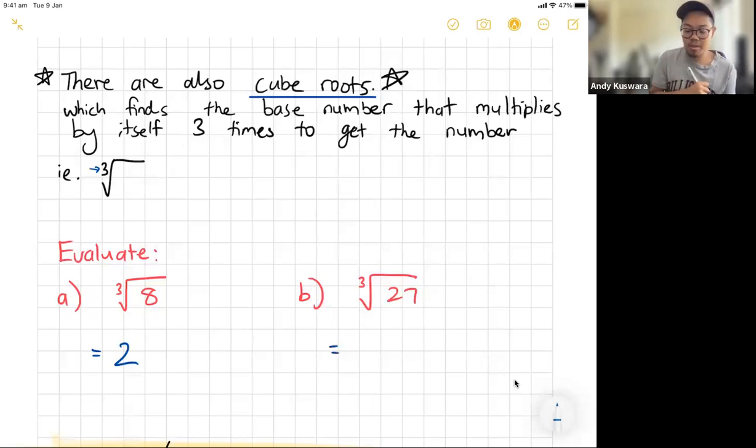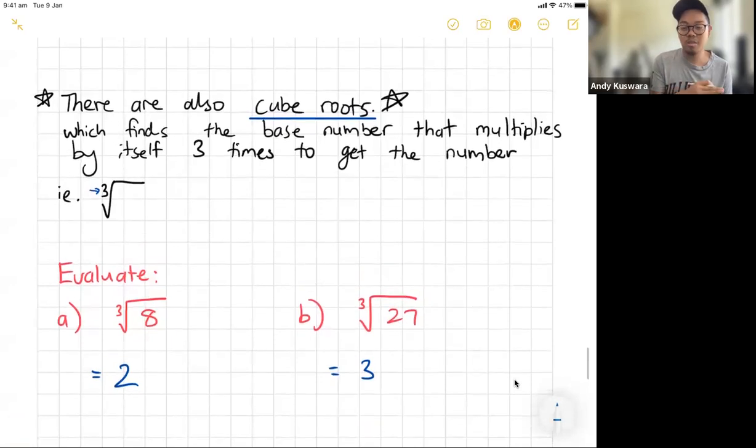And same thing for this one here. If you've got the cube root of 27, now we know that it has to be bigger than 2. Let's try 3. 3 times 3 is 9. Times 3 again is 27. So the cube root of 27 must be 3. Now these don't come up super often, but when they do, it's helpful to know that it's just similar to a square root, but instead of multiplying by itself 2 times, we want to multiply it by itself 3 times to get whatever's under the root.